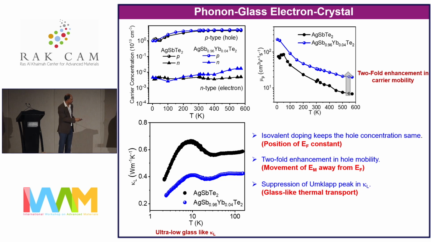So this is a direct proof of that. And this is the thermal conductivity at low temperature for GSB-T2. But as soon as we dope ytterbium, it becomes glass-like, because the low temperature thermal conductivity should follow the T cubed law, which is nothing but the Debye law. But this is a deviation from T cubed, which is T squared. And we have a plateau. So this Umklapp peak is also suppressed. We have glass-like thermal conductivity but crystal-like electrical conductivity. So this could be a good system for thermoelectrics.